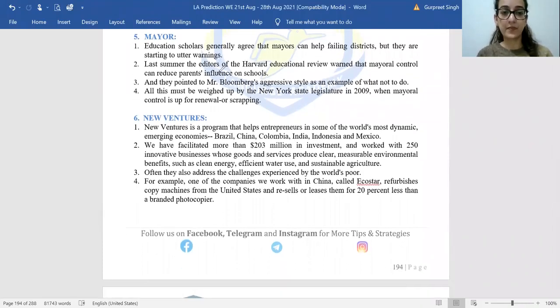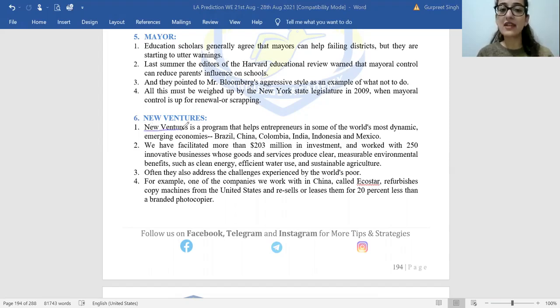Let's look at the next one. This says New Ventures is a program that helps entrepreneurs in some of the world's most dynamic emerging economies, Brazil, China, Colombia, India, Indonesia, and Mexico. What we should mark is New Ventures. This is a definition given to us.